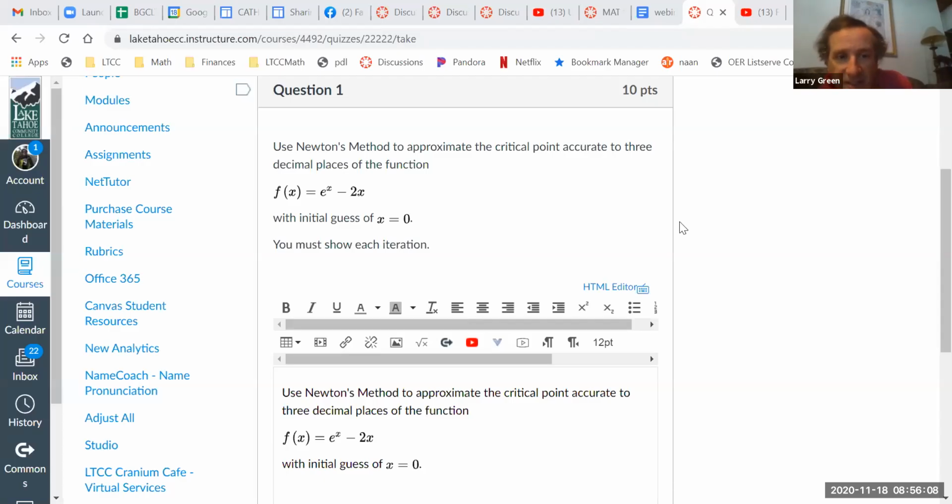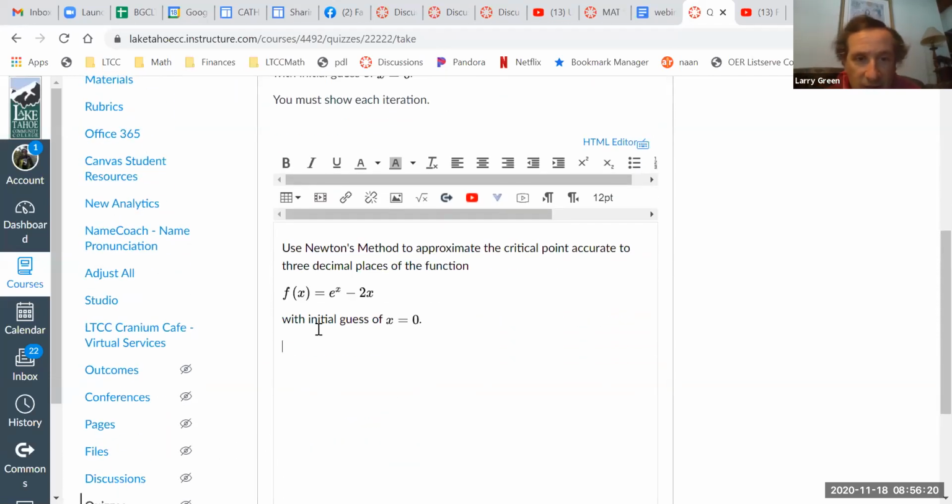Okay, so the question is, use Newton's method to approximate the critical point accurate to 3 decimal places of the function f of x equals e to the x minus 2x with the initial guess of x equals 0. Okay, so if we want to approximate the critical point, that is not the same thing as finding the root of this equation. What do we have to do first? And I know some of you got stuck on it on the homework and emailed me, so those you better know because we talked about it. Yeah, the critical point happens when the derivative equals 0, not when the function equals 0. So that's the first step.